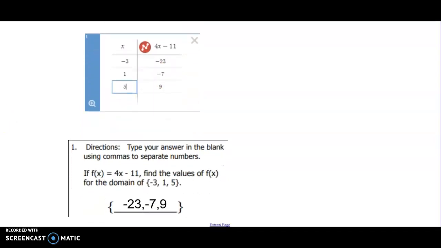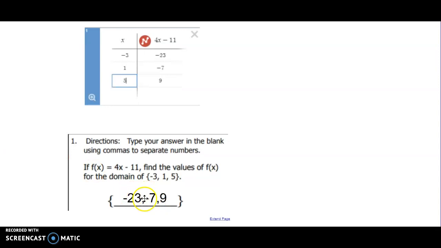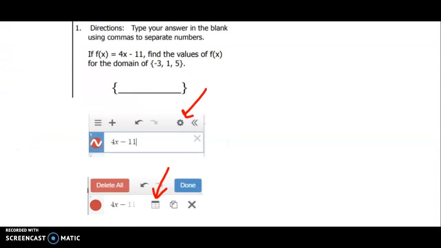How to type this in is exactly how it says. Make sure you type it in, separating it by commas. All right, so that is evaluating a function.